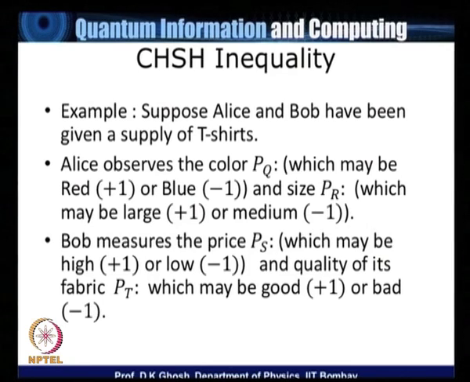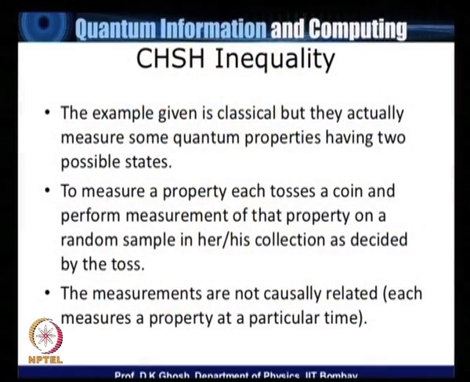Bob has 2 other properties with the same supply. He is interested in observing the price, which is S. If it is high, we call it +1. If it is low, we call it -1. And the quality of the fabric, T, which may be good or coarse. In the first case, we give it a value +1, in the second case -1. So these are examples, though in the classical field, of observations which could be assigned values +1 or -1.